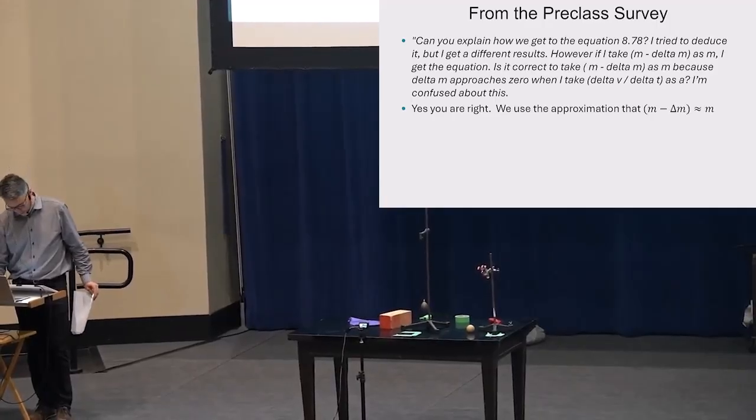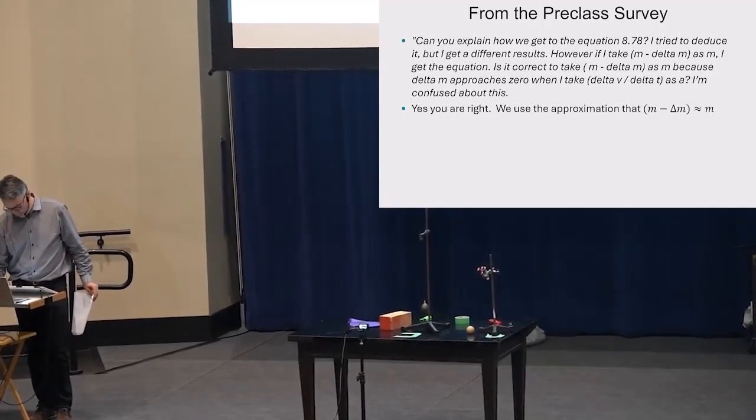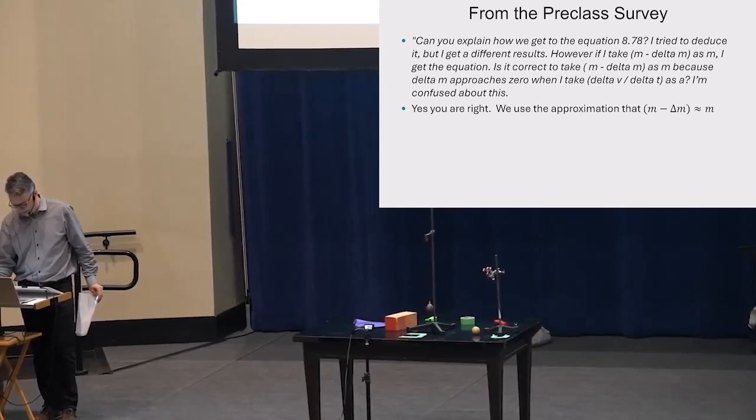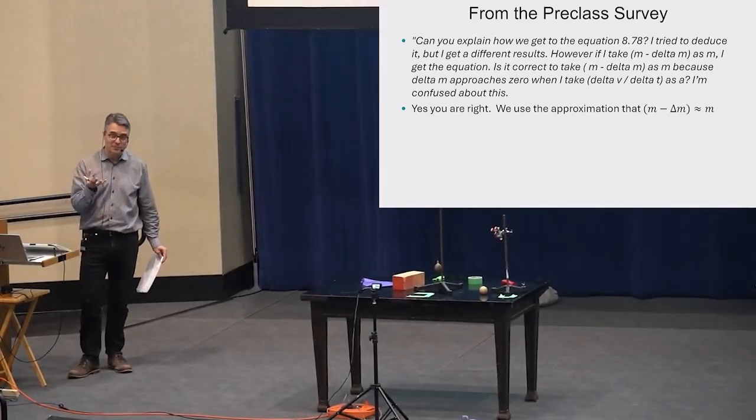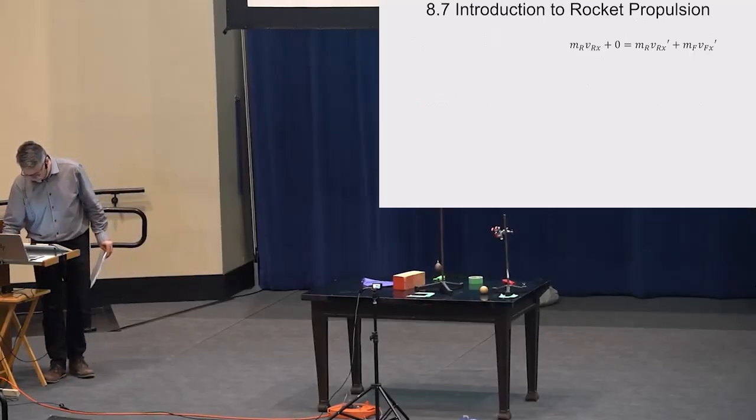So, can you explain how we got to equation 8.78? That's what I'm going to try to derive right now. A student was noticing that you need to make a few approximations as you do this. So when we have delta M, it's much, much less than M, and so it is a little sloppy, but I can show you this way.